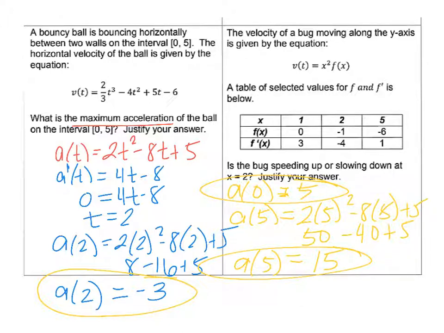So justifying my answer, the maximum acceleration is going to be 15, and there's no units in this problem, otherwise I'd have them on there. At time equals 5, same thing, no units. Okay, so for maximum acceleration, just keep in mind your absolute max, absolute min. It comes back to those f prime, f double prime graphs, right? All right, last example.